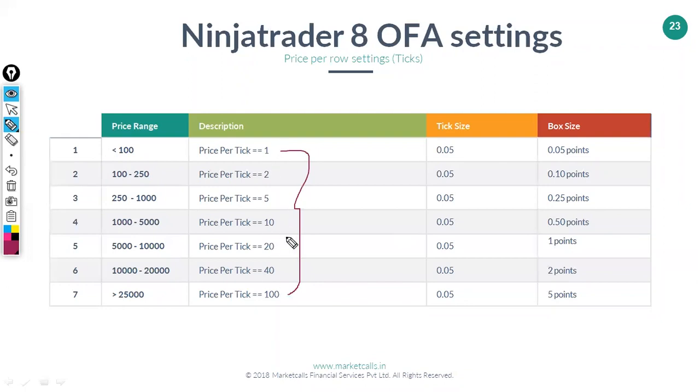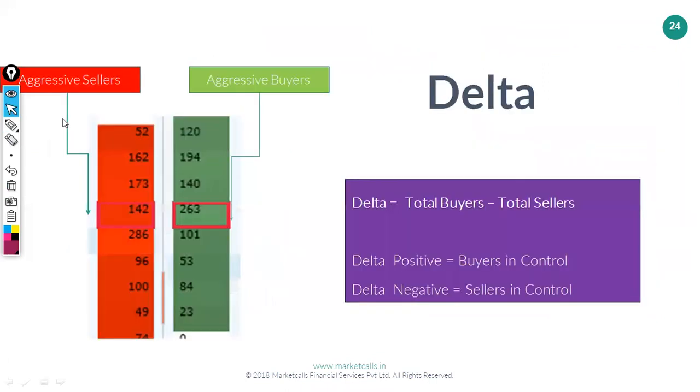No matter what, most of the order flow software uses the same price per tick or the brick size or the TPO size, which they might call by different terminologies. Again, the delta representation is set here. The delta is nothing but the total number of buyers minus total number of sellers. So all the aggressive buyers minus all the aggressive sellers, you get the delta value. If the delta value is positive, that means buyers are in control in that particular candle. If the delta is negative, then sellers are in control in that particular candle.